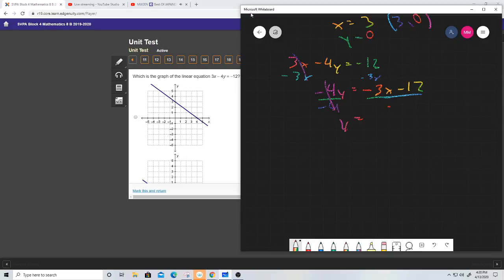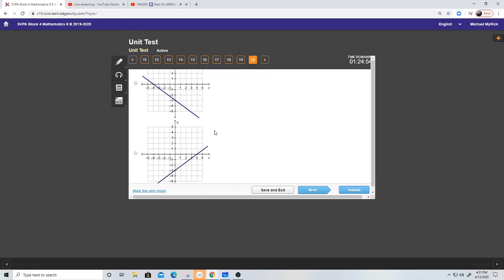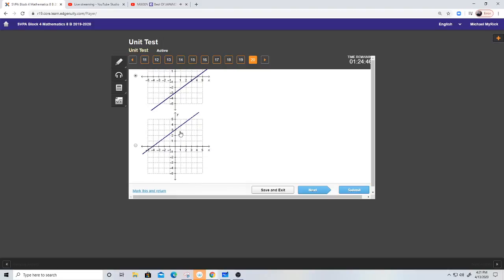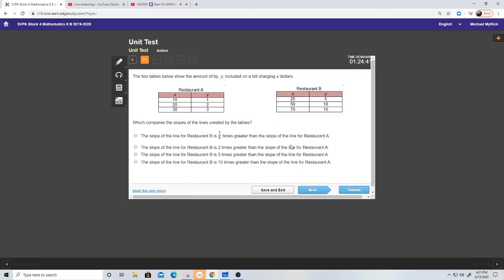Y equals, negative divided by negative is a positive 3/4 x. Negative divided by negative is plus, and 12 divided by 4 is 3. So we're looking for a positive line that has 3 as a y-intercept. See, this one's positive and goes through, oh, that's negative 3. This one's positive and goes through 3. That's the one.